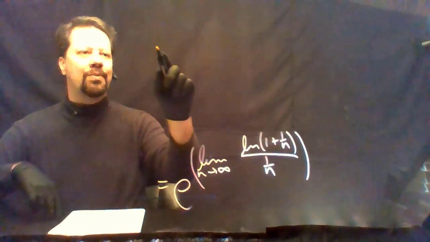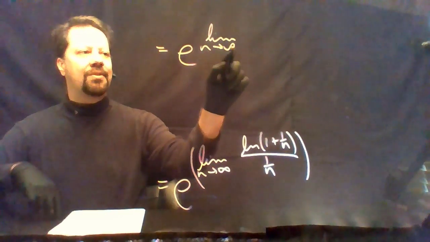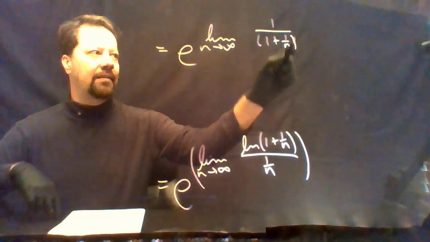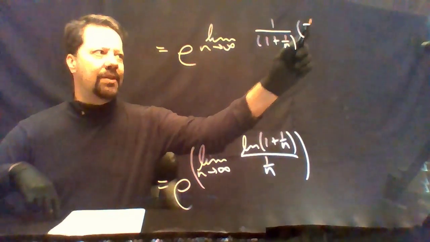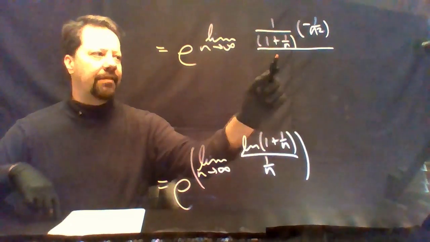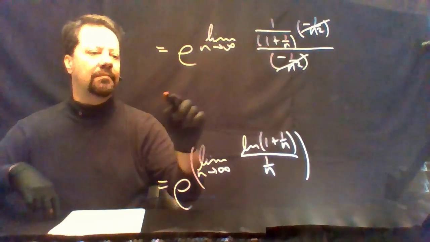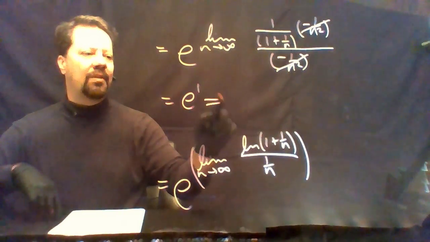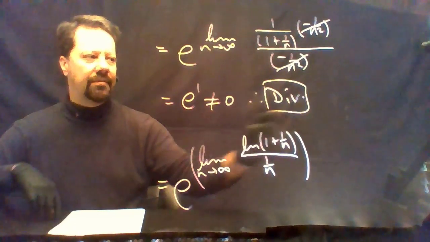Applying L'Hopital's rule, we have e to the limit as n goes to infinity 1 over 1 plus 1 over n. By the chain rule, we have to multiply by the derivative of the inside, which is negative 1 over n squared. And that's divided by the derivative of 1 over n, which is negative 1 over n squared. We get e, which is not 0, and therefore the series diverges.